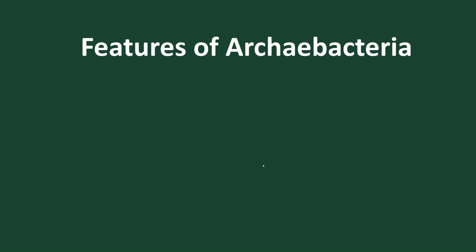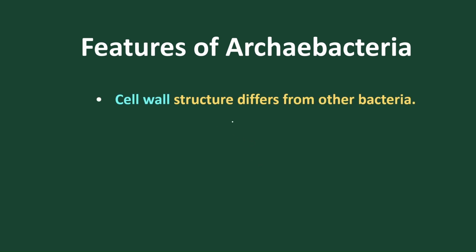Let's move on to the features of Archaebacteria. In Archaebacteria, the cell wall is present like in bacteria, but they don't contain peptidoglycan, which is called murein. Peptidoglycan means peptide and glycan, so they don't have peptides, and glycans are polysaccharides. So peptidoglycan is absent in their wall.